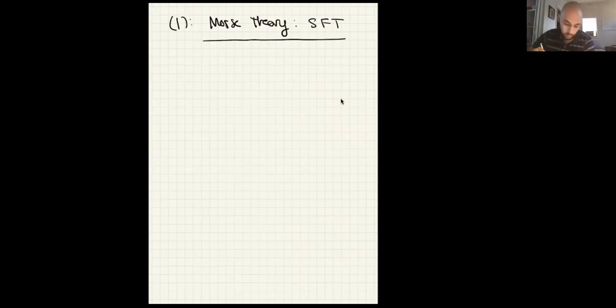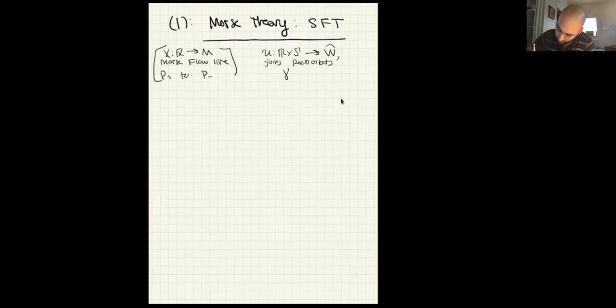But let me try to summarize this story. On the left, X was a Morse flow line joining critical points p plus to p minus. That's something that we had. And then in symplectic field theory, the analogous object, well, you can look at crazy Riemann surfaces, but let's just stick to a cylinder for a second. We'll have a pseudo-holomorphic cylinder in a completed symplectic cobordism. And this joins Reeb orbits, let's say alpha minus to alpha plus.